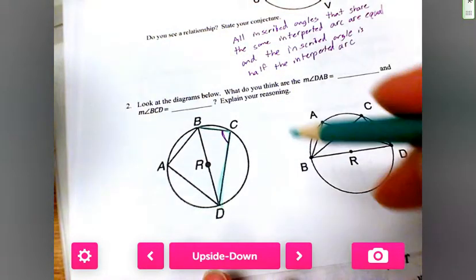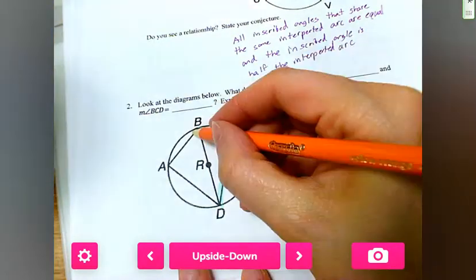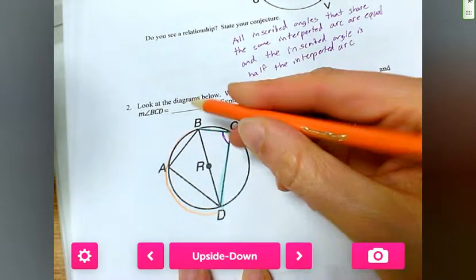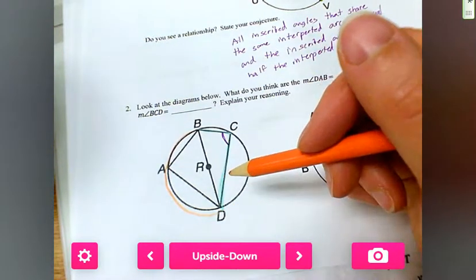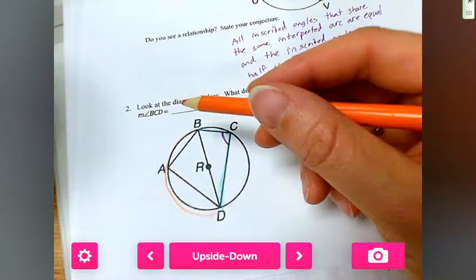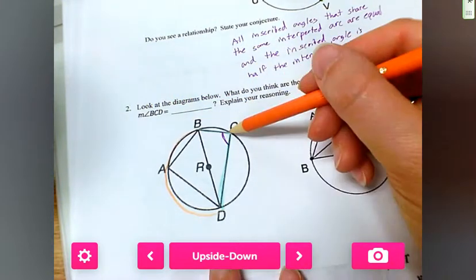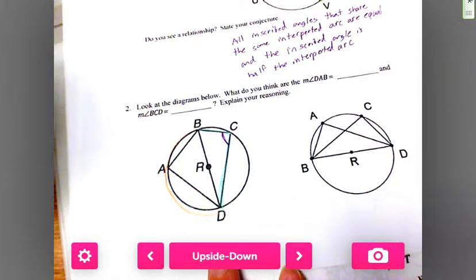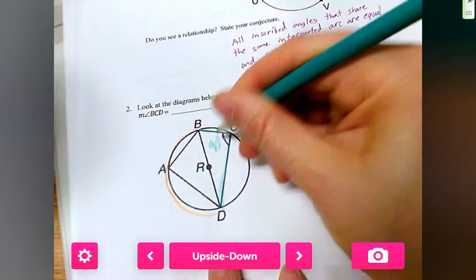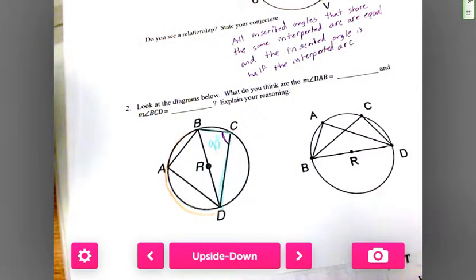Okay, what's this arc that it shares going to be? What's that orange arc going to be? What's the measure? Is it going to be 180, right? So if that's 180, this angle is 90, because it's half of it. And there was no measurement there, and we could do that. Okay?